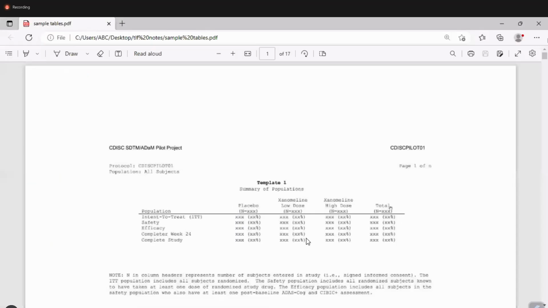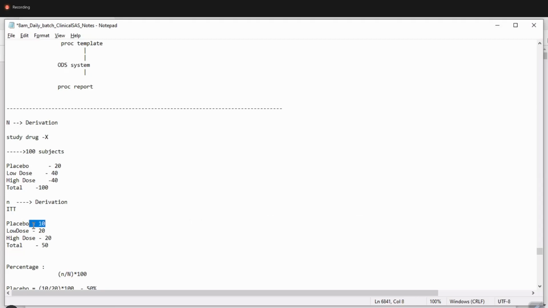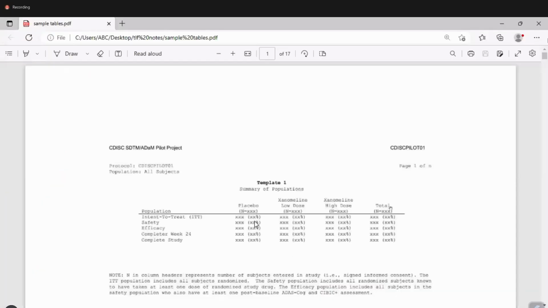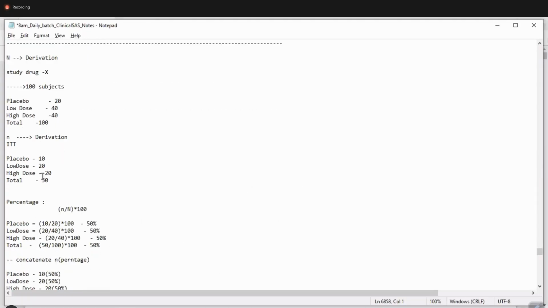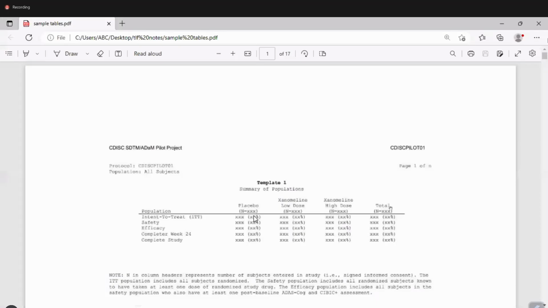So what is that meaning? In the total, under each column, you have to derive the small n counts. Now that small n is also derived, what do you have to do? You have to derive the percentages also. How to derive the percentages? Very simple. Small n by capital N into 100. For example, if we consider placebo, small n is 10, capital N is 20. 10 by 20 into 100 means of the total 20 subjects, only 10 subjects are ready to take the treatment. So that is 50%. The percentages you have to display.